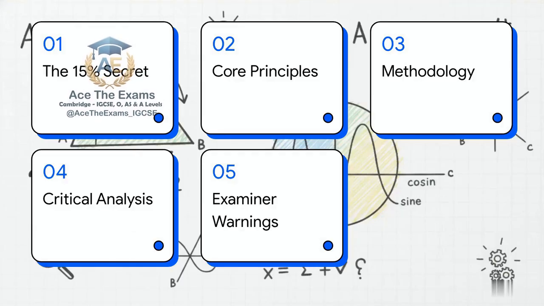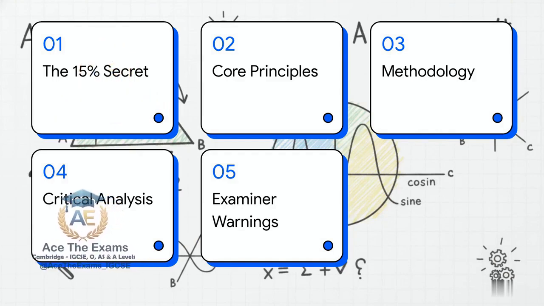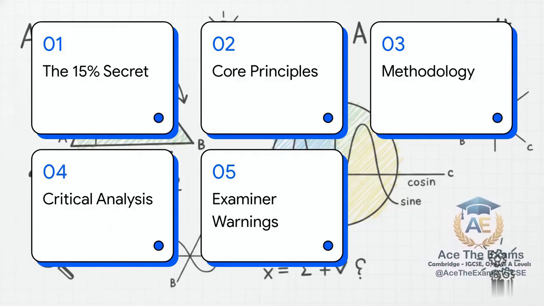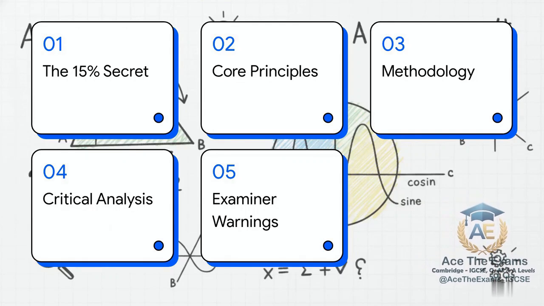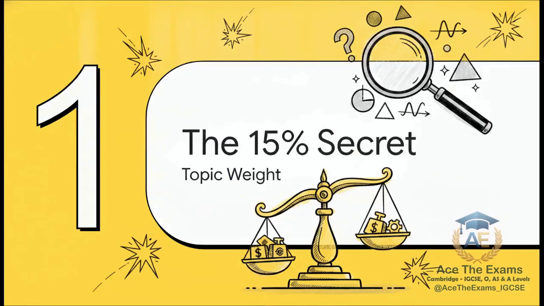Here is the exact case progression we're going to follow. First, we uncover the 15% secret. Then, we interrogate the core theoretical principles. Third, we establish our technical methodology. Fourth, we dive into critical analysis and evaluation. And finally, we'll audit the top examiner warnings to make sure you don't fall into their traps. Section 1, the 15% secret.